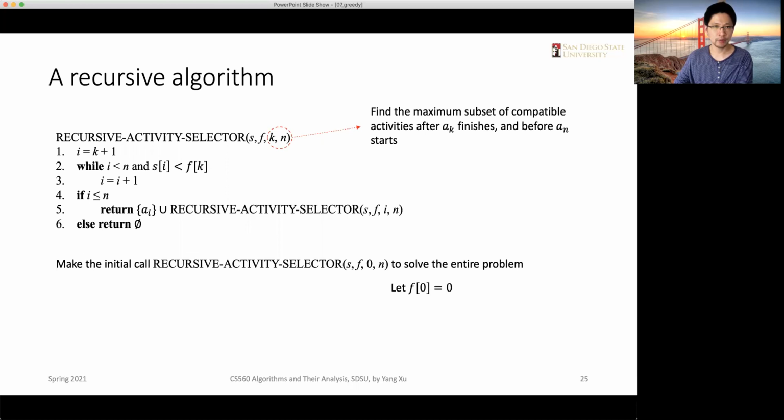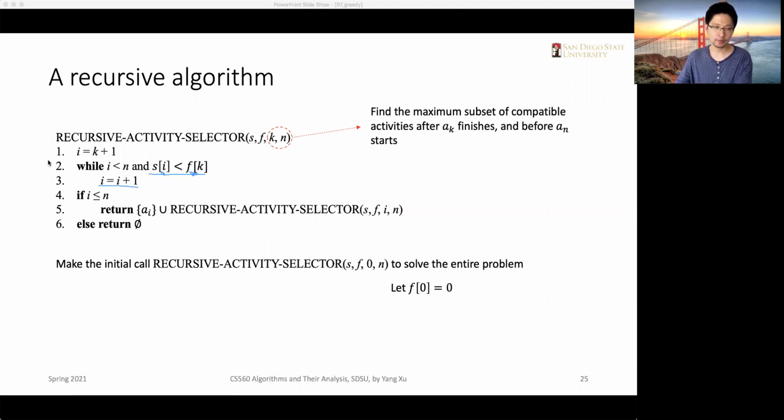So this I will only be incremented if the starting time of I is earlier than the finishing time. If the starting time of I is earlier than the finishing time, then we will skip that activity, right? We will skip that activity by incrementing I by 1, okay?